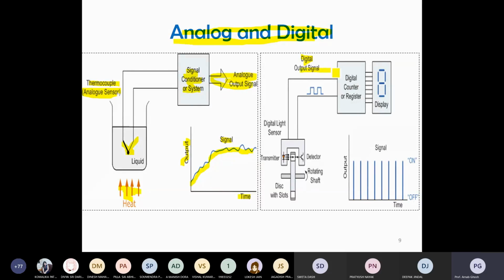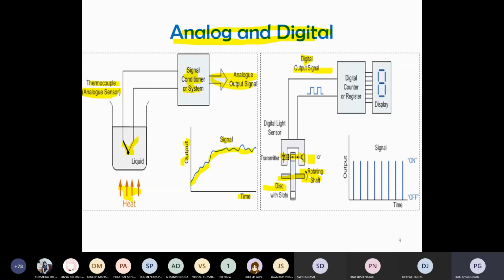Digital output signal means, how do we get the digital value? Here you can see the slot and rotating shaft. In machine drives you can use that coding and decoding type of sensors. When the shaft is here, you can see a light emitting diode is there and it is detected. When light is passing through that path, the detector will be turned on. When light is not passing through the shaft, the detector will not be enabled.